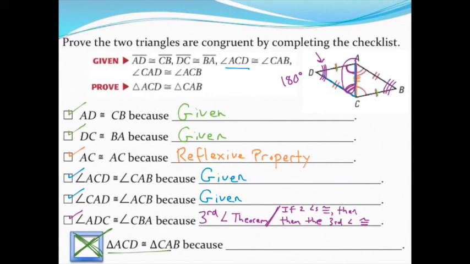However, I still need a reason for that. And at this point, the only reason we have is because all 6 parts, the 3 pairs of sides and the 3 pairs of angles, are congruent to each other. So there's our very first proof.